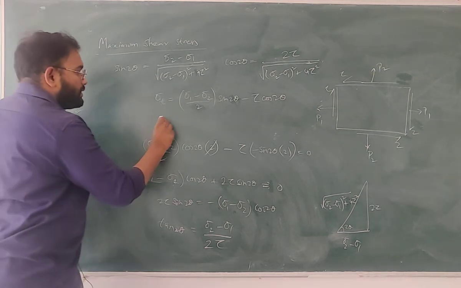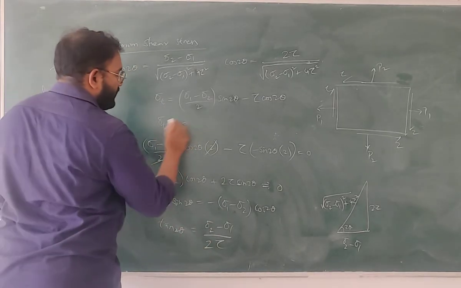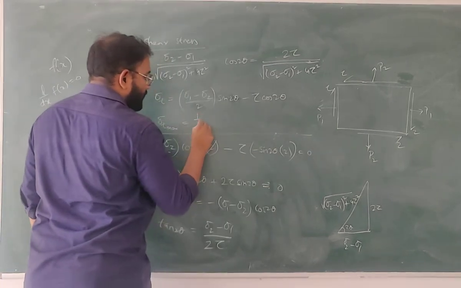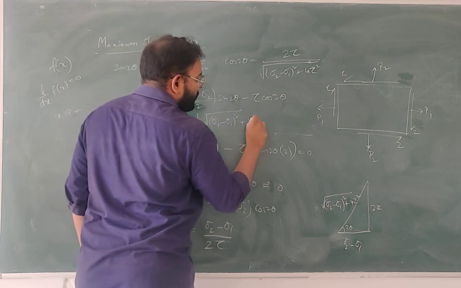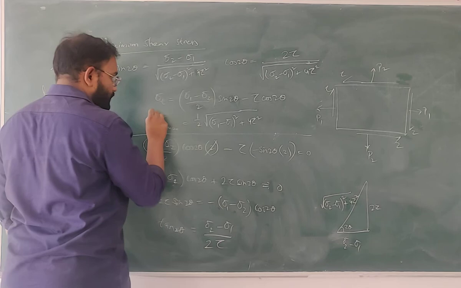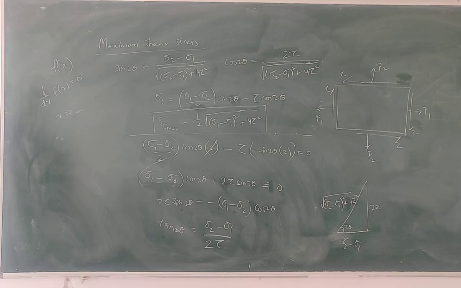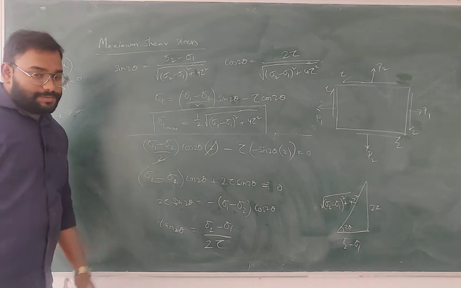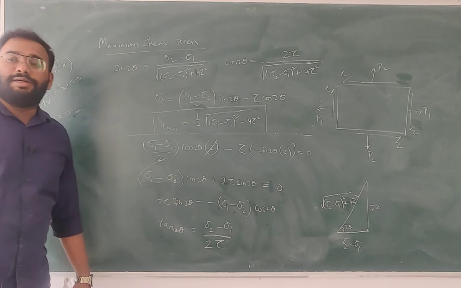If we substitute sin 2 theta and cos 2 theta in the equation of sigma t, the final answer will be 1 by 2 root of sigma 1 minus sigma 2 square plus 4 tau square. This is your final equation. If you solve this mathematically, this will be your final answer: 1 by 2 into root of sigma 1 minus sigma 2 square plus 4 tau square. This is the final equation. This is called maximum shear stress or maximum tangential stress.